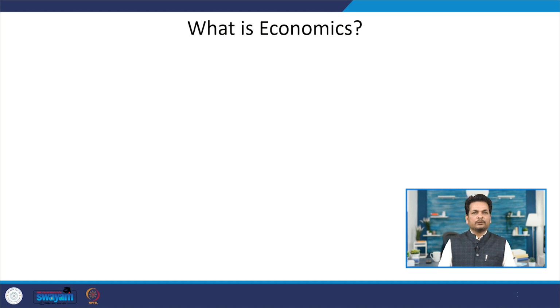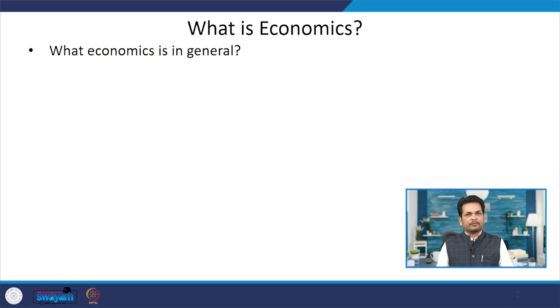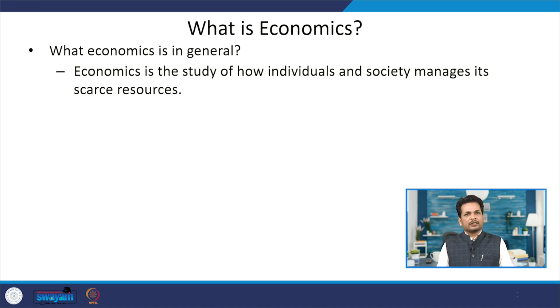So, before proceeding to the subject matter of labor economics, let us try to understand what is economics. Economics in general is the study of how individuals and society manage their scarce resources. So, resources are limited. With these limited resources, the individuals have to make choices. They have to take decisions in order to optimize how they can utilize these resources optimally. So, sometimes economics is called the science of decision making.